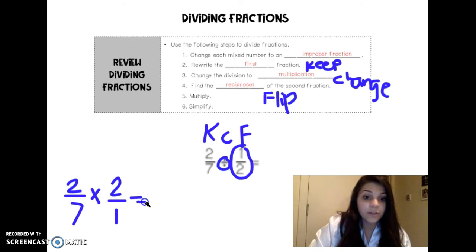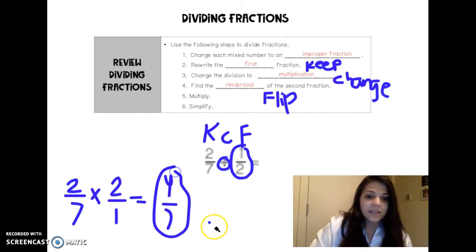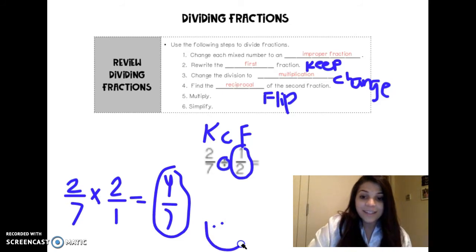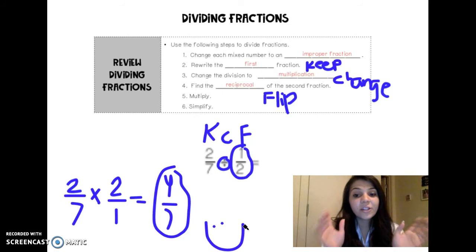And what we do is we just multiply straight across. That's what step 5 says to do. So we have 2 times 2, which gives us 4. 7 times 1, which gives us 7. And since we cannot simplify, because there's nothing that 4 and 7 have in common to divide by, our answer here is just 4 over 7. So yay, that should have been an easy one for you guys. We're going to go ahead and try a different problem.